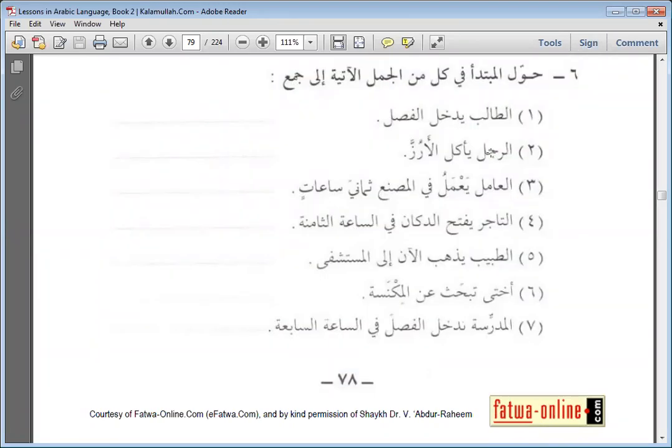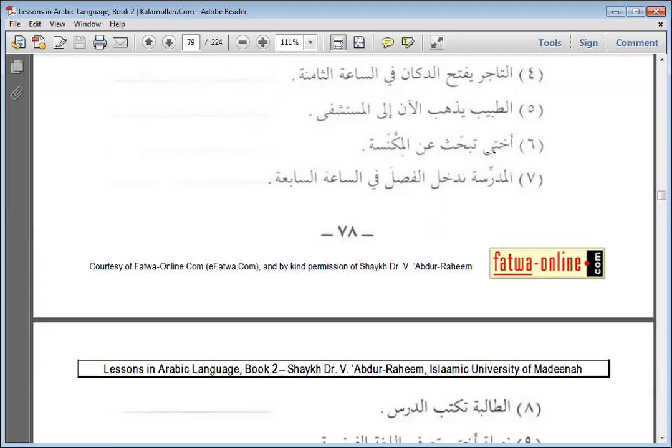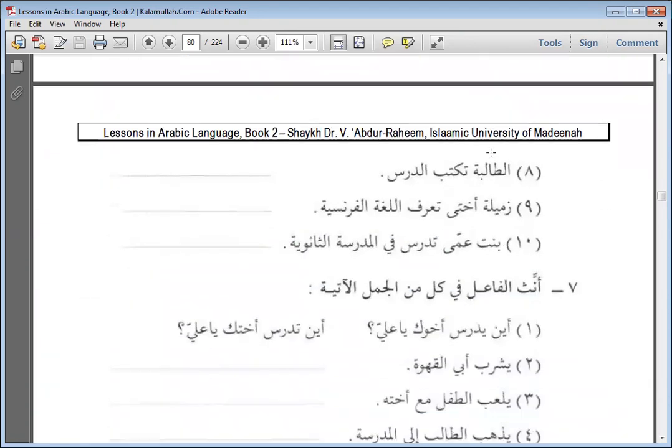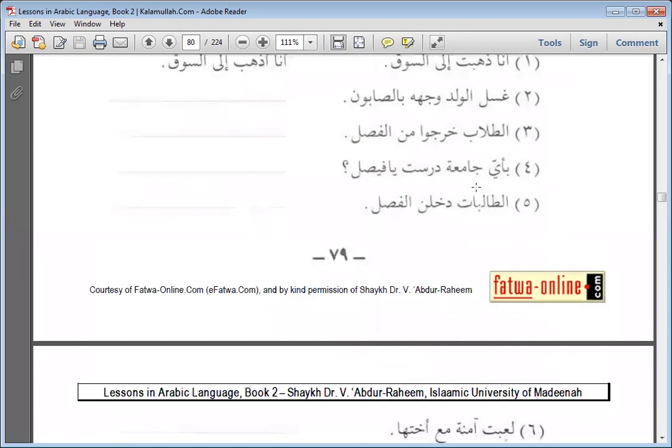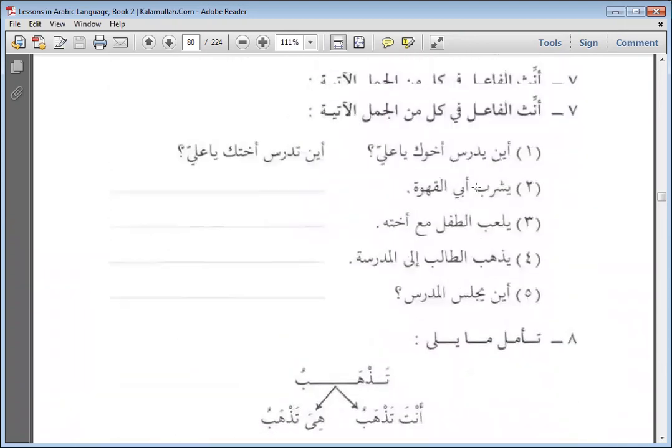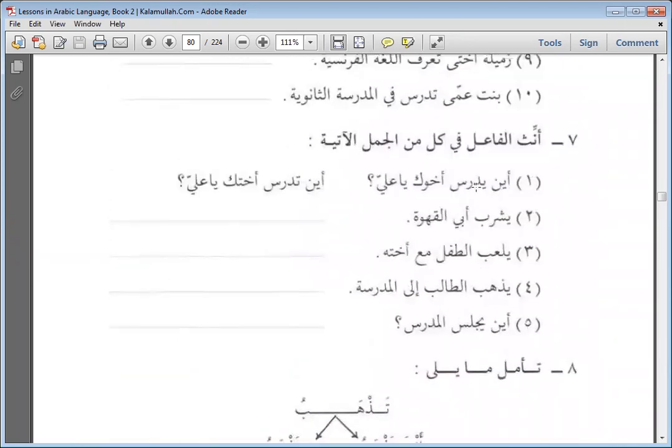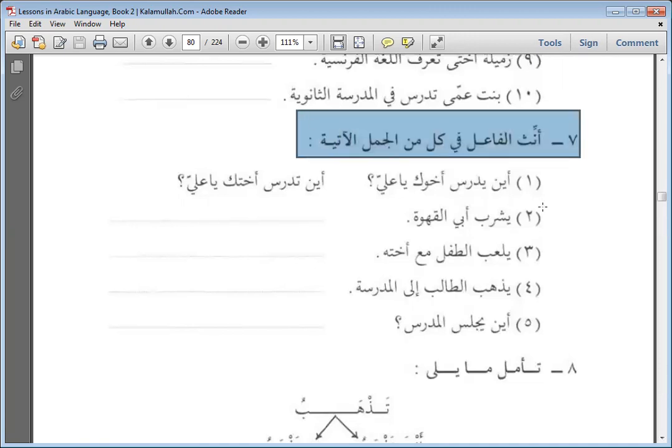I think we would have done exercise 6 last time, or at least we would have started it. So we're going straight into exercise 7, رقم 7. So we are on page 79. رقم 7: أنث الفاعل في كل من الجمل الآتية. To make feminine the fa'il in each of the following sentences.